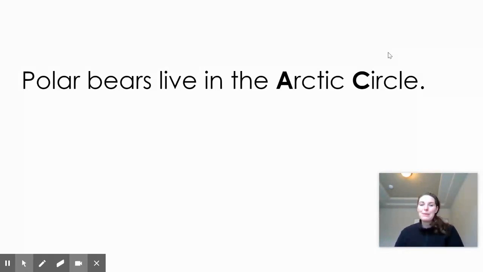Let's practice some examples. Here is a sentence. I will read it aloud. Polar bears live in the Arctic Circle. And notice that Arctic Circle is capitalized because we are talking about a specific place that polar bears live.